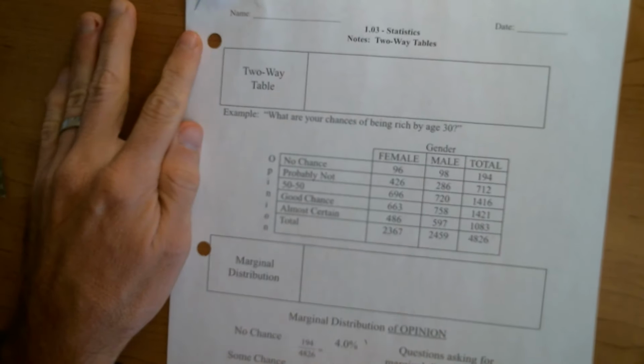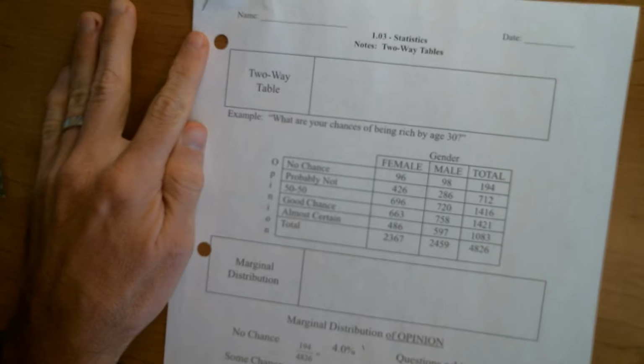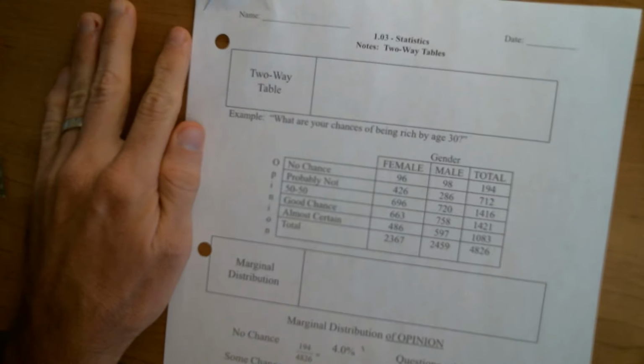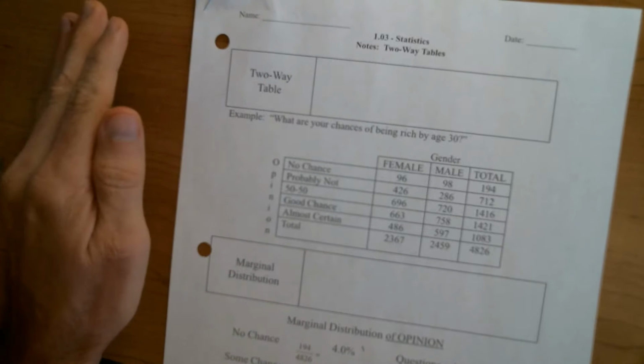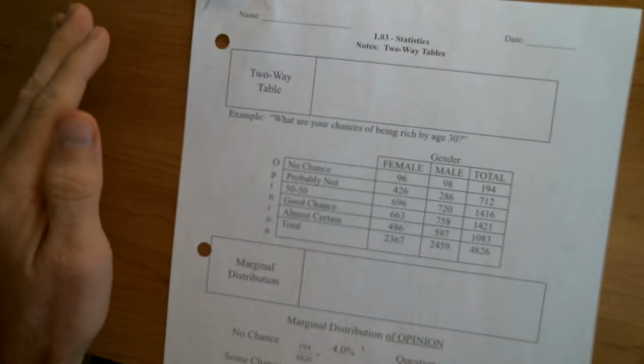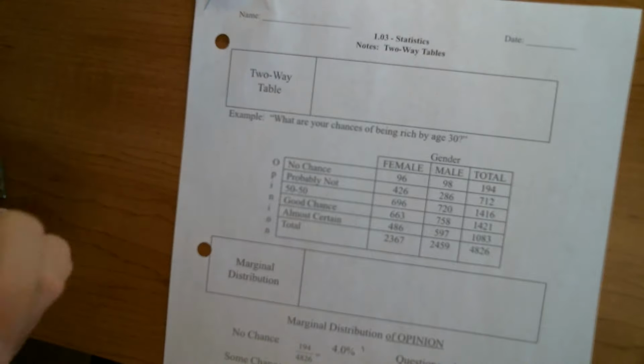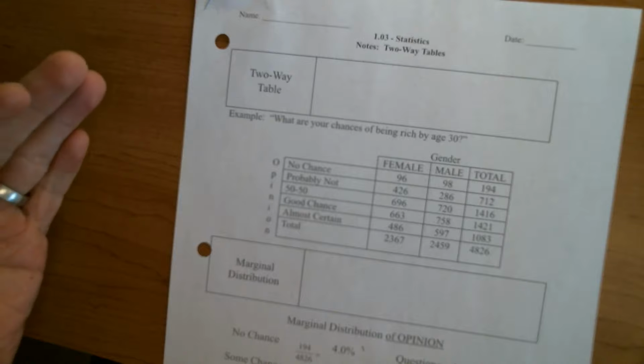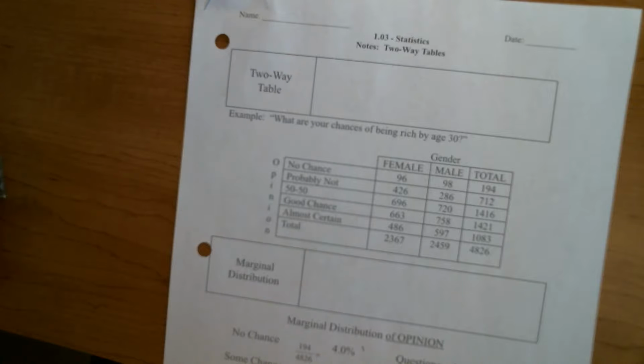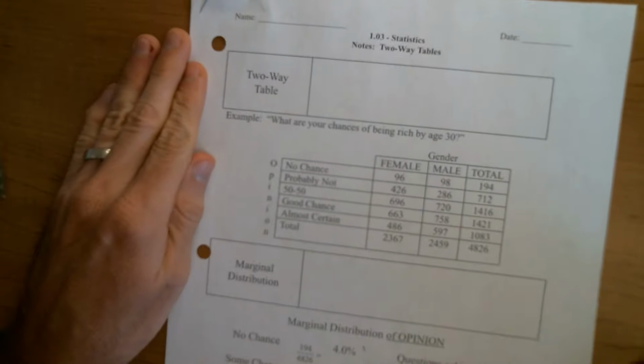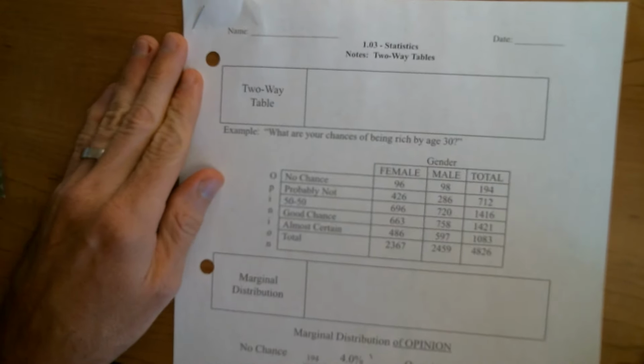So we're going to look at the case now where we have two different categorical variables to analyze a situation. So everything we've looked at so far has been like a single categorical variable. Now we're going to say we've got two variables and we're kind of combining them to get more insight into how people feel about a certain issue.